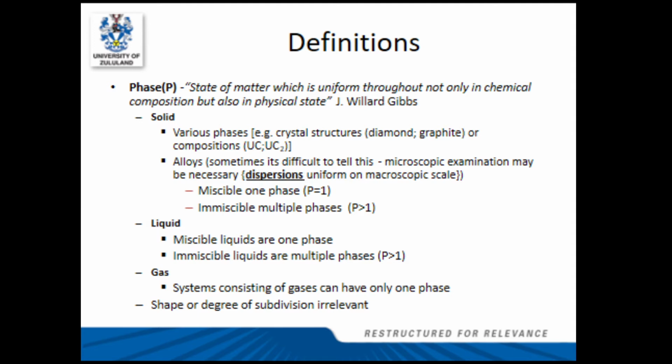For the gases, a system consisting of gases can have only one phase. So in this case, the value of P is equal to 1. We all know that the atmosphere is a combination of different gases. You can have oxygen, carbon dioxide, nitrogen, and others. And by our naked eyes, it is impossible to differentiate between those gases. Hence, we are saying that for gases, the value of P is more or less equal to 1.